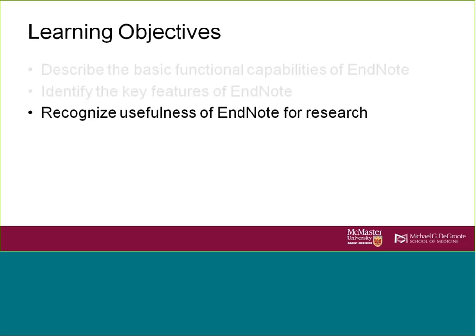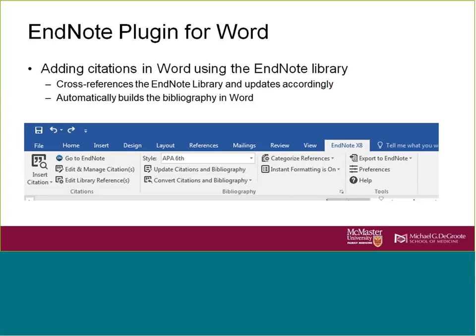Okay, so now back to the last learning objective. So I identified the key features, and so now really it gets down to it, why use it and how is it useful, and I'll really show you how useful it can be. And so with Word, there's an EndNote plugin. That plugin allows for a really easy transition between the EndNote software and Word software. It really makes it easy for adding citations into your text and forming that bibliography automatically.